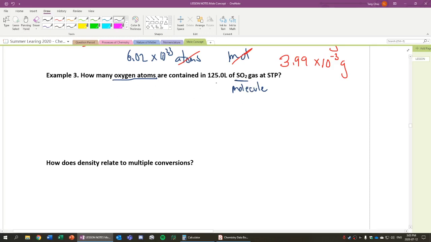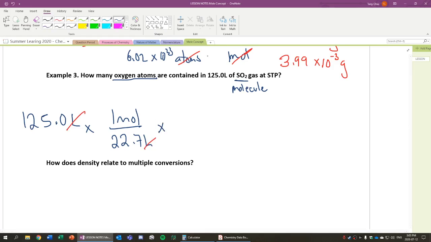Okay, so you're at STP, 125.0 liters. Our first step is to get to moles. Whenever you're given any value, convert it to moles. To get to moles, use STP, 22.7 liters. My next step, I'm at moles, so I have to use Avogadro's number to get to SO2 molecules. I can only convert to SO2 molecules first. I cannot convert to oxygen atoms because the species I'm dealing with right now is a molecule.